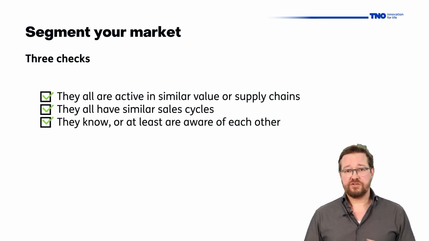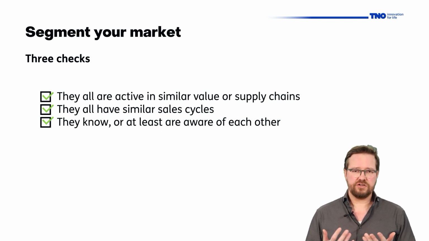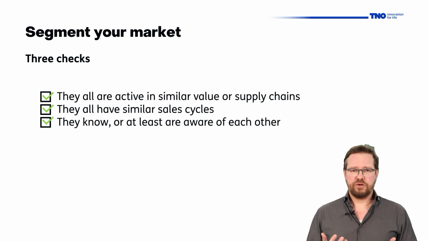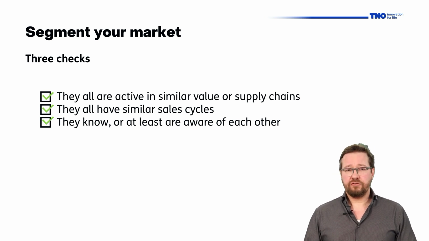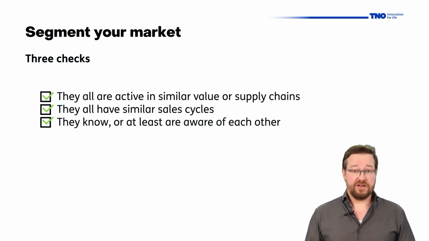The first is fairly straightforward because they are in similar business with similar supply chains, they most likely buy similar products and have similar needs and challenges. The second is important because if you have to reinvent the wheel for every sales cycle, you won't get far and you need to grow fast. And finally, the third is essential because if they are aware of each other, it will facilitate word of mouth and referrals, which again is invaluable for the growth of your business.